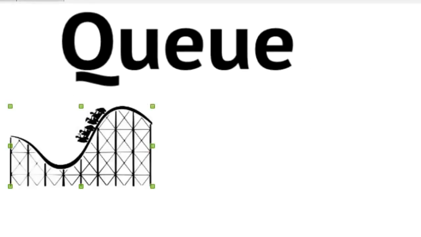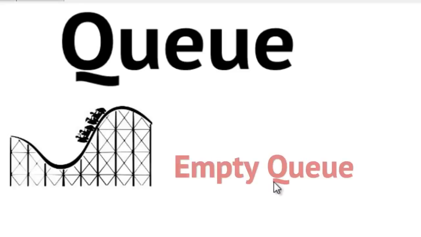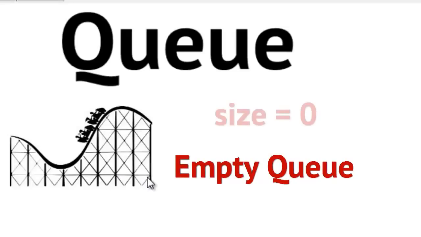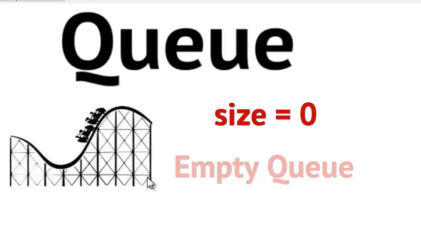So say we're at an amusement park and we have a roller coaster ride. Right now we have some people that are currently riding this ride, and we have a line, and right now our line is empty. So we could say that our queue for this ride is currently empty, or we could say the size of the queue is 0.